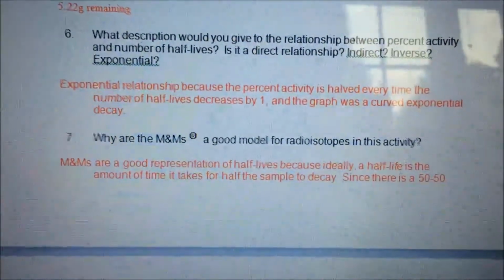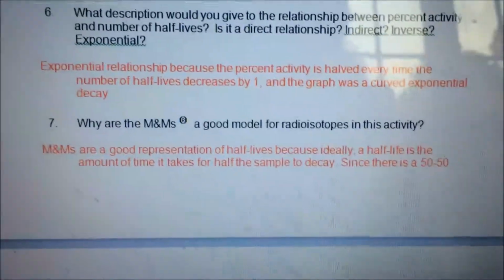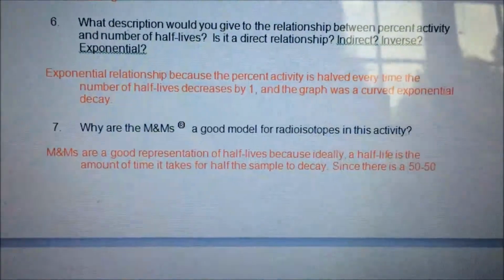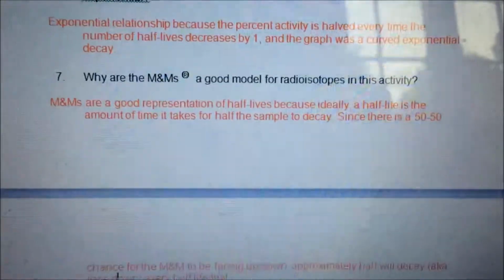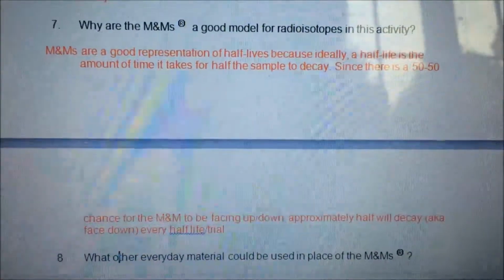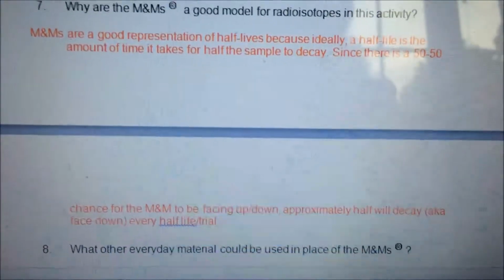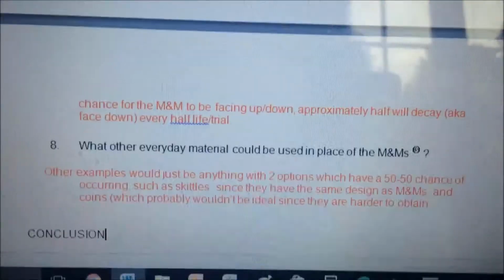M&Ms are a particularly good model for radioisotopes in this activity because ideally a half-life is the amount of time it takes for half of the sample to decay. So since there's a 50-50 chance of the M&M landing face up or face down, approximately half will decay each half-life or trial.